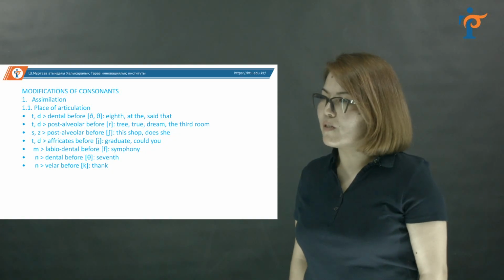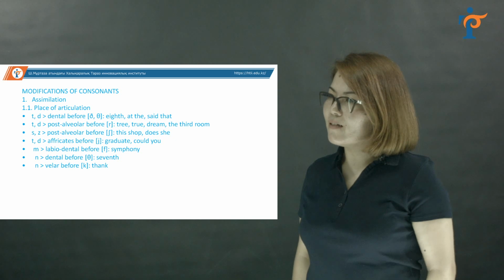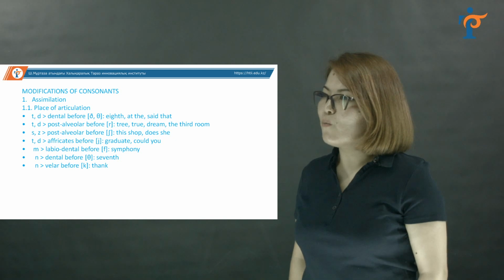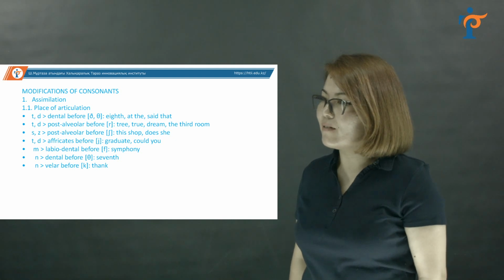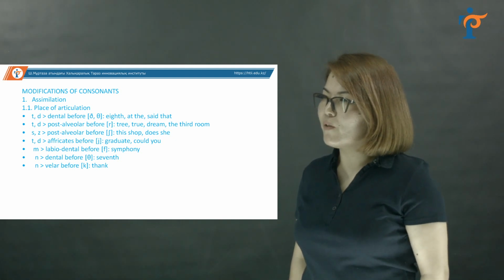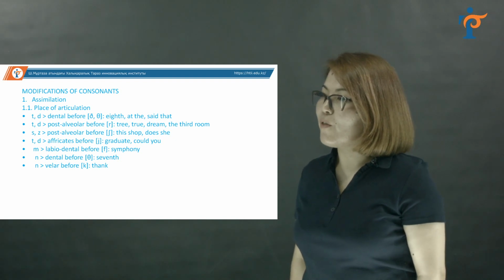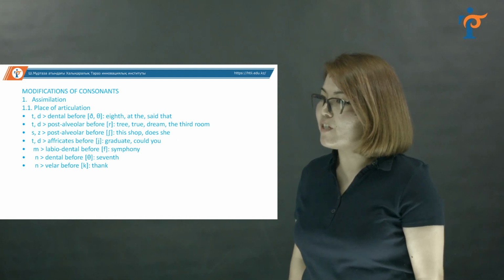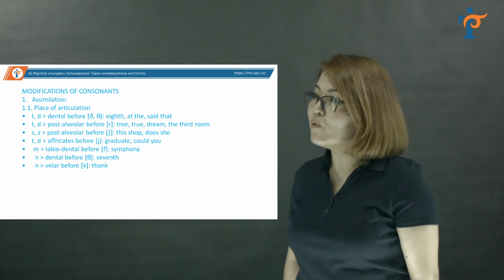Modification of consonants, assimilation, place of articulation. D becomes dental before th, like in the words eighth, add the, said that. D becomes post-alveolar before r, like in the words tree, drew, dream, the third room. Z becomes post-alveolar before sh, this shop, that she. T becomes affricate before y, graduate, could you.